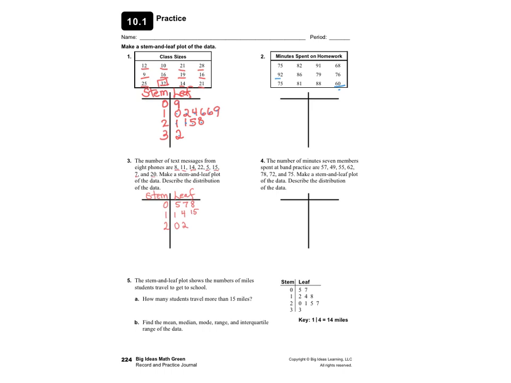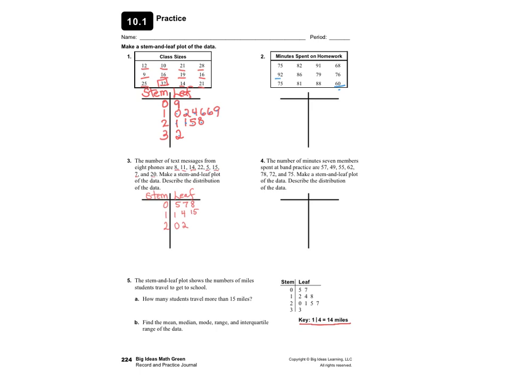And I think I forgot to do that in our journal. But this key just helps us to identify that a 1-4, which would be this data value there, really means 14 miles. Because if we read what this is, this stem and leaf plot shows the number of miles students travel to get to school.